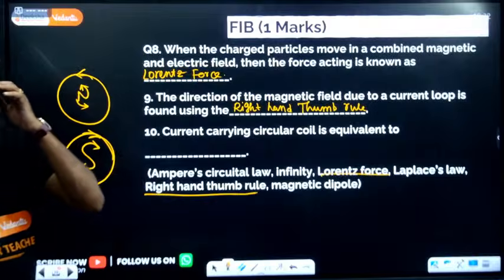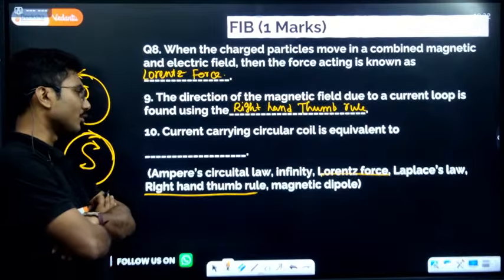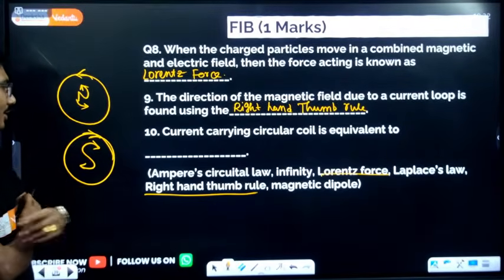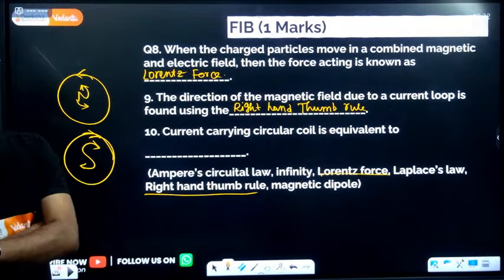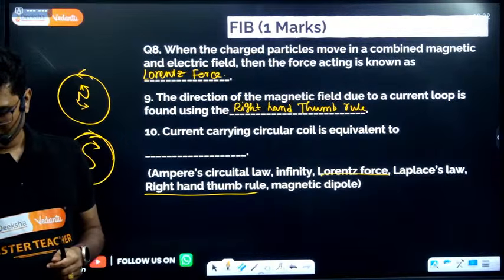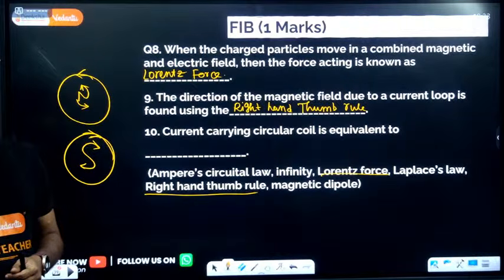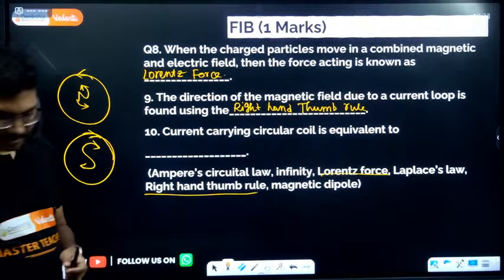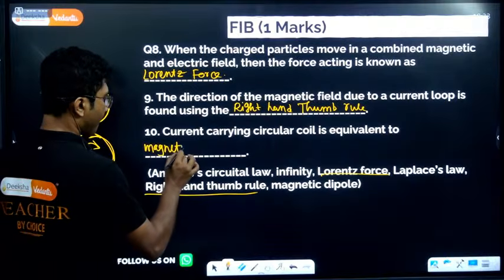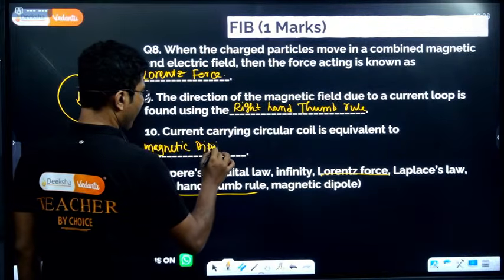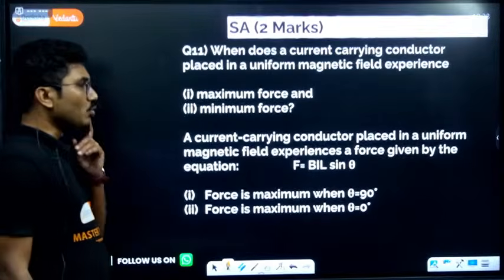Right? Yes. Next one, Akash, last one. Current carrying circular coil is equivalent to Ampere circuital law, infinity, Laplace's law, magnetic dipole. What is the answer? Last one. Yes, correct. It is magnetic dipole. Okay, correct. Now, next is some two marker questions.